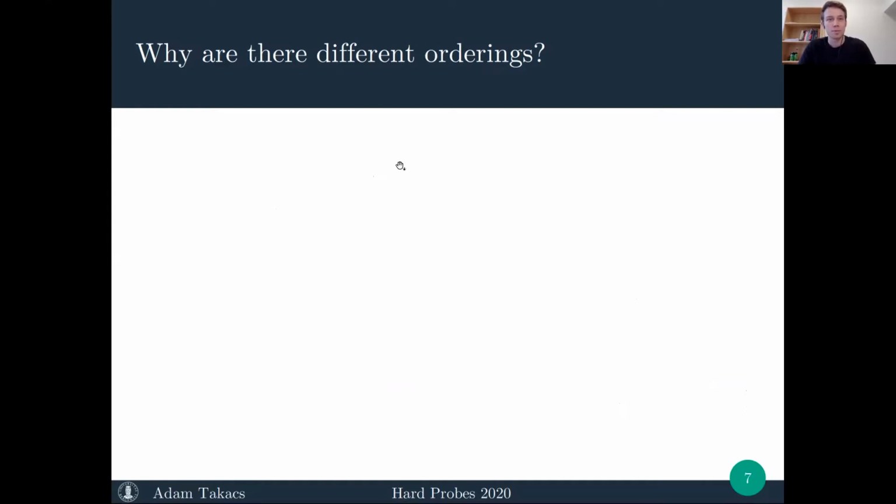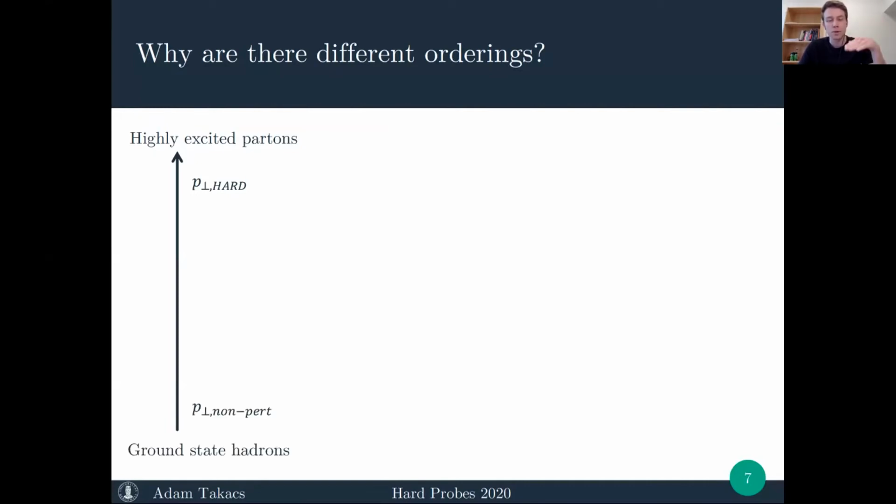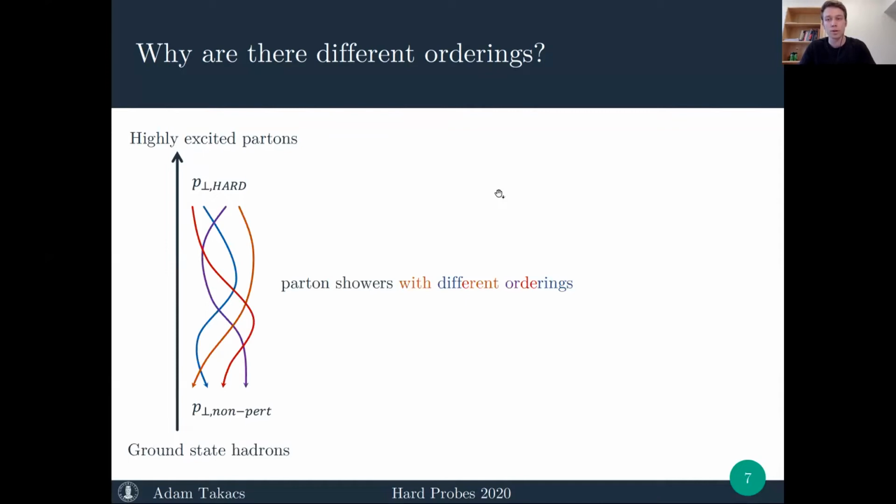So the reason is the following. When you have a hard scattering, you produce a highly excited parton that is on a hard scale. On the detectors, you measure some ground state hadrons, which are at a low scale. And I just showed how parton showers do the evolution between these 2 scales. More precisely, parton showers with different ordering do this evolution in different paths. And here comes the complication, because when you put an intermediate scale in between, then it could be sensitive to the evolutional path.